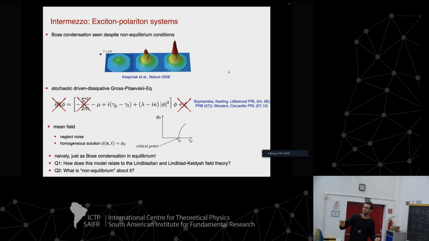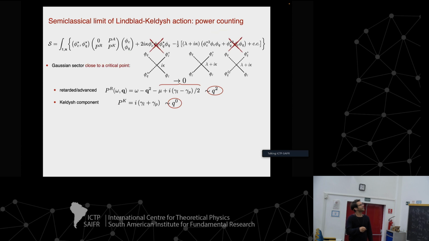But here we want to be a bit more accurate. We want to first know technically how this model relates to our Lindblad-Keldysh field theory, and also then in which sense this physics really deviates from an equilibrium problem, an equilibrium Bose condensation problem. Okay, and to this end, we first have to work a bit to simplify this action here, and so we have an ordering principle encoded here, which is available in the sense of a simple renormalization group analysis.